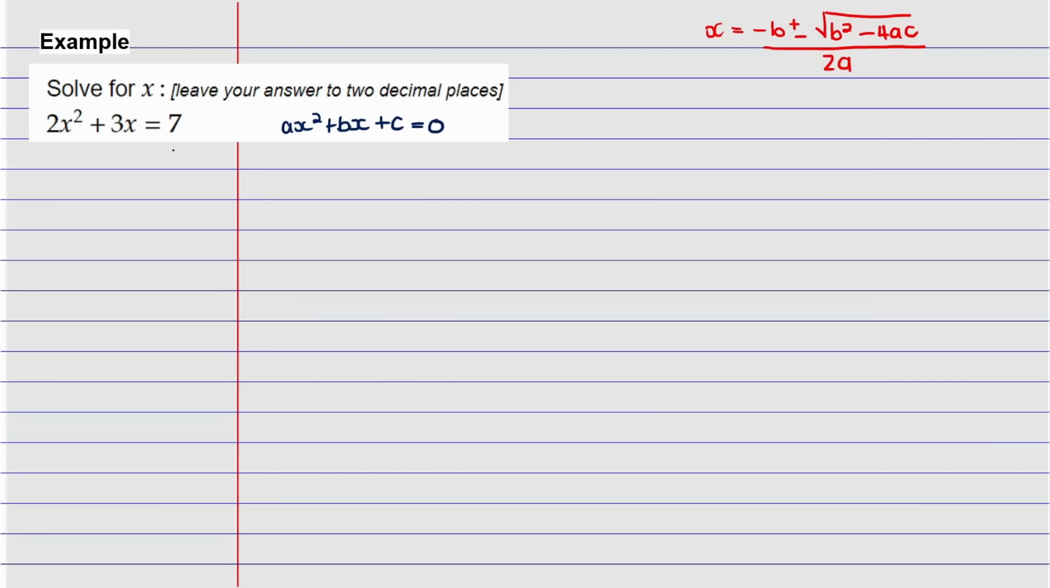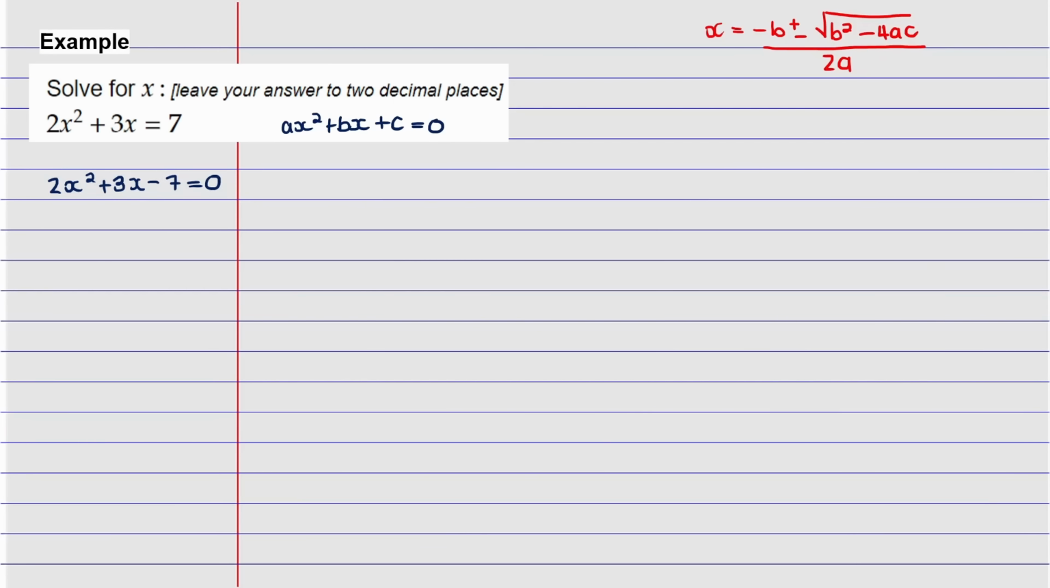Do we see that our equation is not in standard form? So we need to sort that out. So it's going to be now 2x squared plus 3x. Do you see that the 7 is on the other side? So we need to take it here. So it's going to be negative 7 equals 0. So now it's in the standard form.